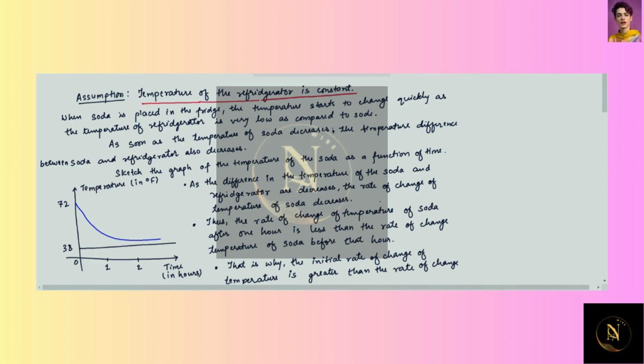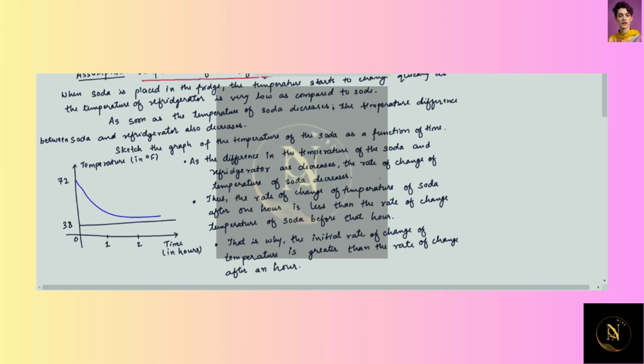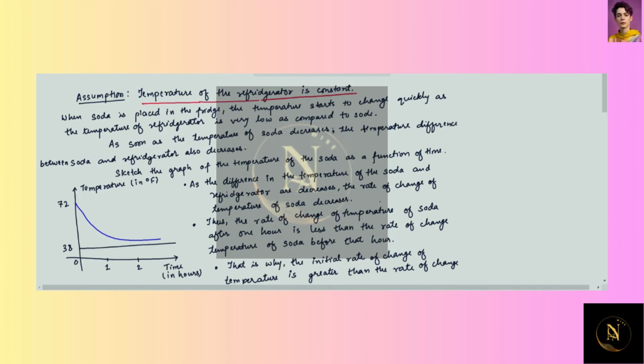Why? Because when it is placed in a refrigerator, the temperature difference was more, right? So the rate of change of temperature will be more. But after an hour, if it gets somewhat colder, then the temperature difference will be less, right? So the initial rate of change of temperature should be greater than the rate of change after an hour. So now let us write all the things.